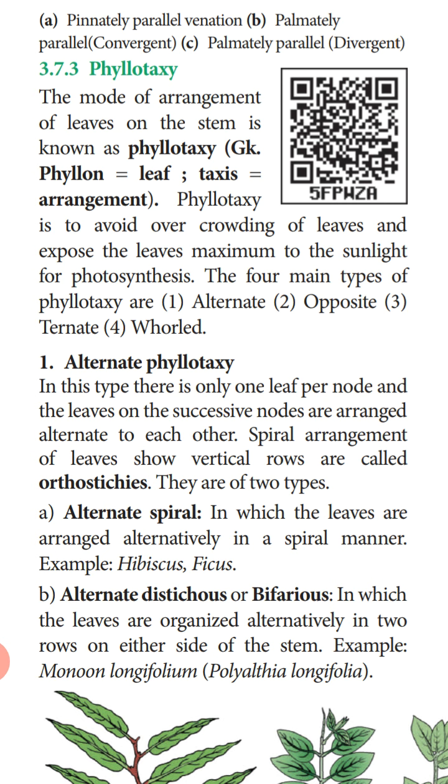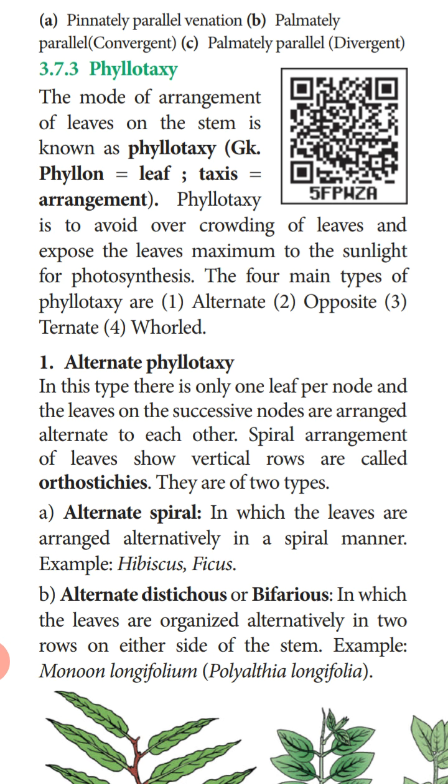So in the spiral arrangement, when the leaves are arranged spirally, they are of two types: alternate spiral and alternate distichous. Alternate spiral means the leaves are arranged alternately in a spiral manner. Spiral means you can imagine a spring. So just in a spring pattern, numerous leaves are arranged in different nodes. Then it is called alternate spiral.